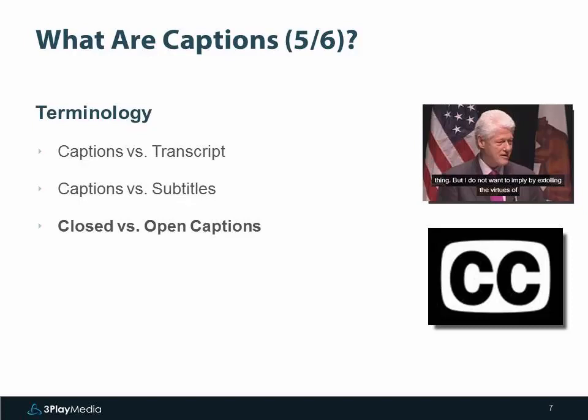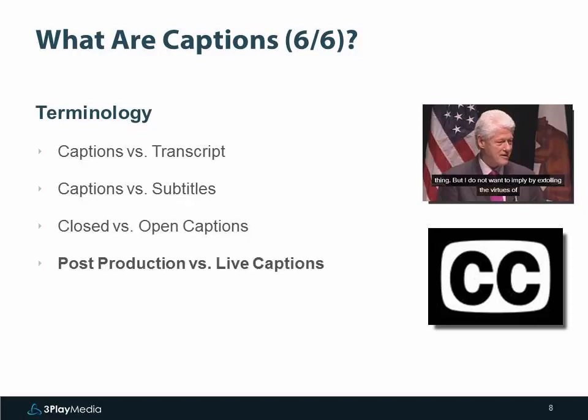Closed versus open captions. This has to do with the way that the captions are rendered on the video. Closed means that they exist on the video as a separate track, and as a result, the users can turn them on and off. Open captions means that they're actually burned into the video, and the result is that users can't turn them off. They're there all the time. And there are advantages and disadvantages to each type. But with online video, things are really moving toward closed captions just because it provides a lot more flexibility.